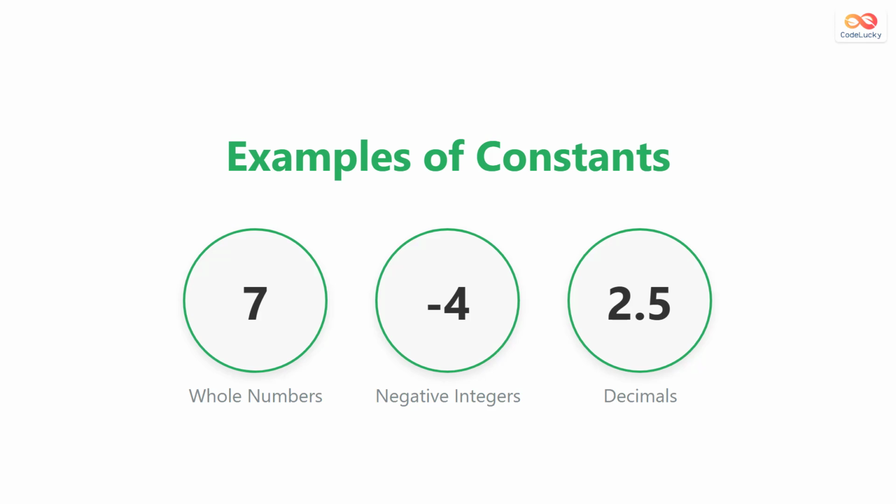Here are some examples. The number 7 is a constant. -4 is a constant. Even decimals like 2.5 are constants. If it is a number sitting by itself, it is a constant term.